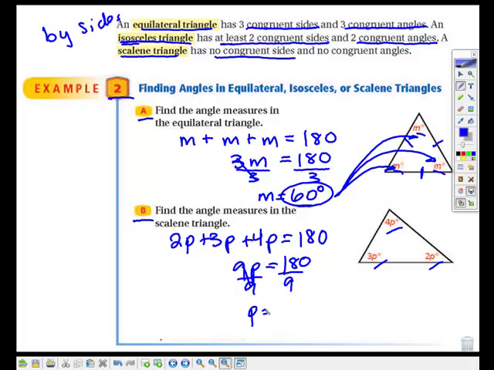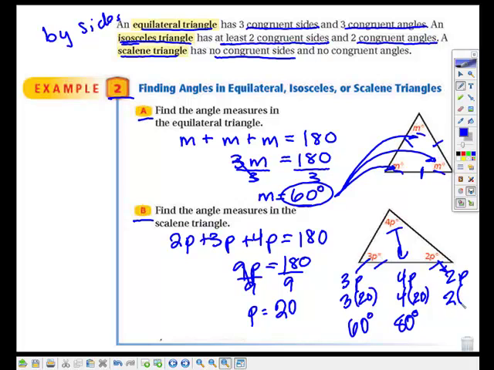we'll find out that p equals 20. Now we're really not done with this problem yet, because in order to find the three missing angles, this angle, which is 3p, is going to become 3 times the value of p, which is 20, so that's a 60-degree angle there. The 4p angle will become 4 times 20, which is 80, so that's an 80-degree angle, and the 2p angle will become 2 times 20, which is a 40-degree angle. So the three angles are 40 degrees, 80 degrees, and 60 degrees.